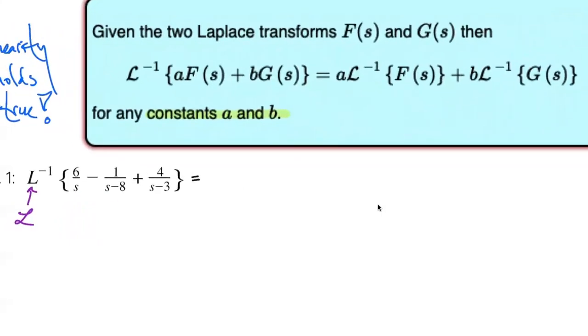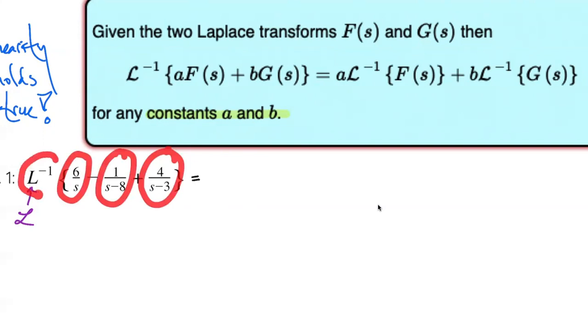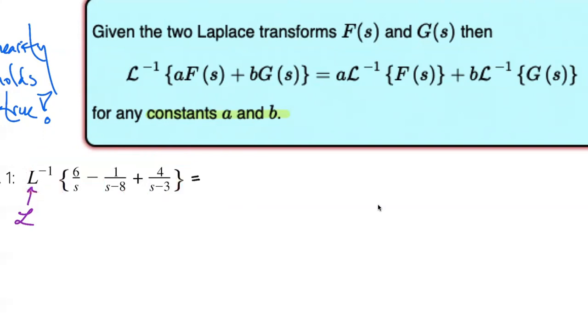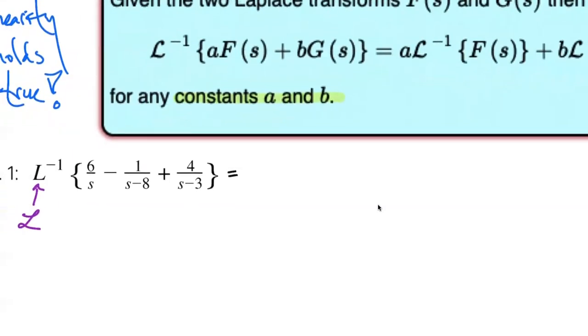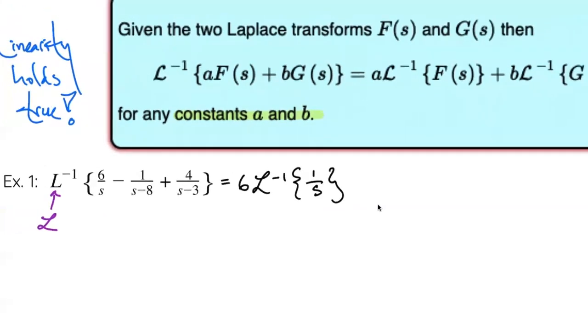All right, so what I mean by splitting these up is I'm going to have 1, 2, 3 functions that I'm going to be taking the inverse Laplace transform of. Okay, and so for the first one, I notice that it's 6 over S, which is equal to 6 times the inverse Laplace transform of 1 over S. So all I did was bump that constant out to the front, just like we do when we integrate or take a derivative, and then I left the rest of the function on the inside.